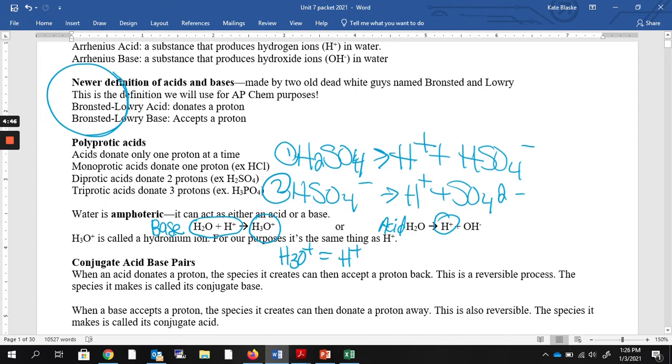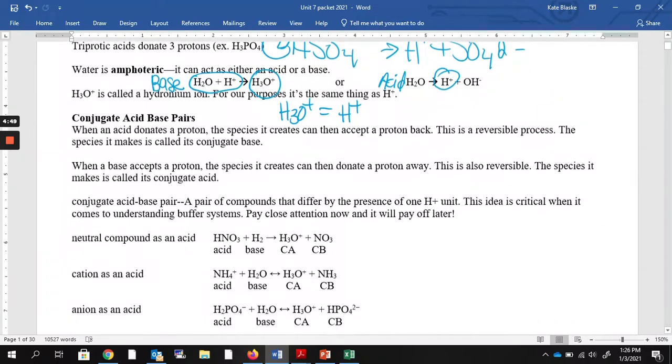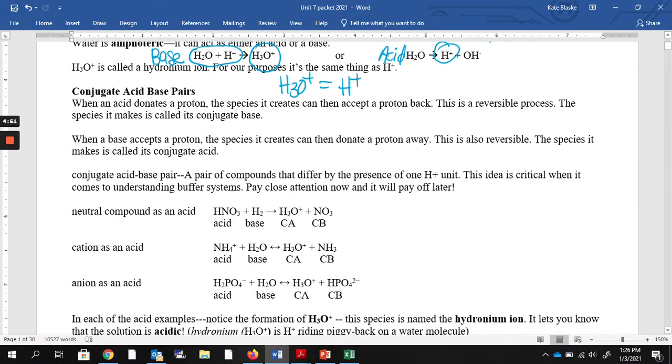When we get reactions going on, we can make what we call conjugate acid-base pairs. So when the acid donates away a proton, the species that it makes, what's left over after that proton has been donated away, is able to accept a proton back and turn back into that original substance. So this is a reversible process. What that means is that when that acid donates away a proton, it creates something called a conjugate base, because the thing that it forms is able to accept a proton, which is the definition of a base.